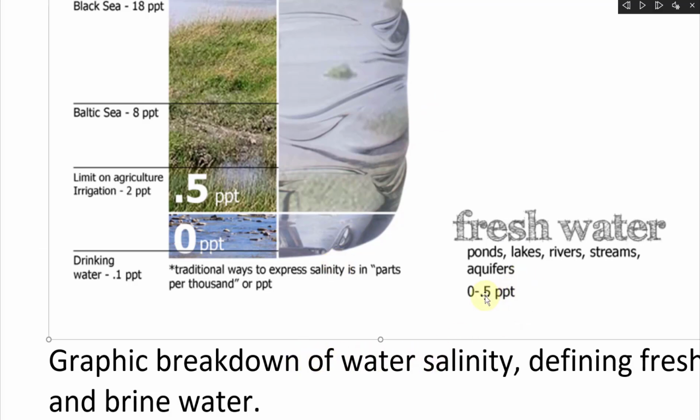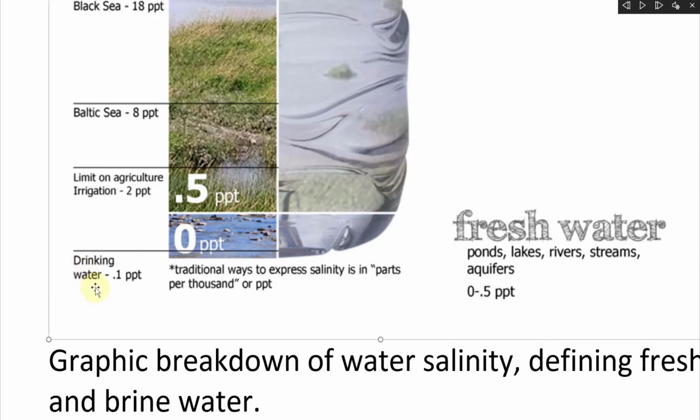So you have freshwater, and this is 0 to 0.5 ppt. This is parts per thousand. Traditional ways to express salinity is in parts per thousand, or ppt. So it's how many molecules are salt compared to the total molecules of water. I believe it's molecules of salt per 1,000 total molecules. So almost all of them are just water in freshwater.